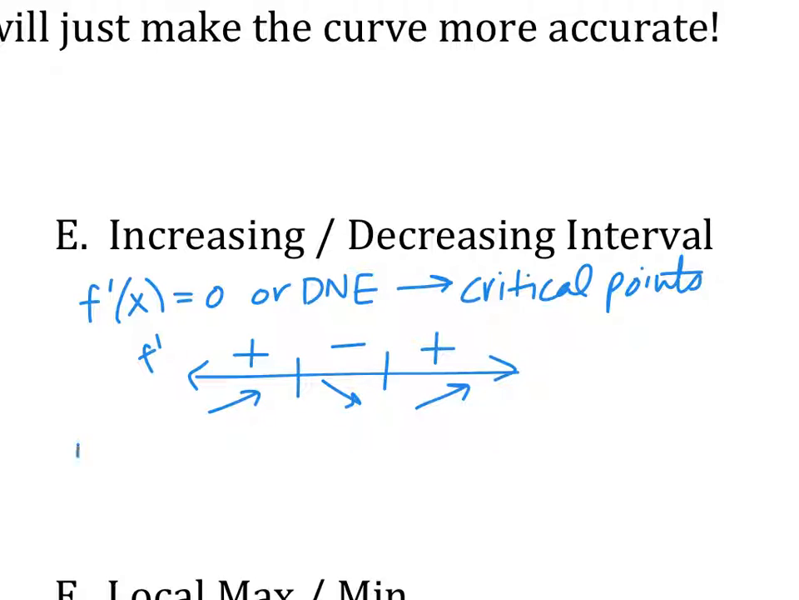Okay, so let's just write it down. Increasing means f prime is positive. Decreasing means f prime is negative. And just a reminder, critical points are what makes f prime 0 or undefined. If it's undefined, you still have to put it on the sign chart.